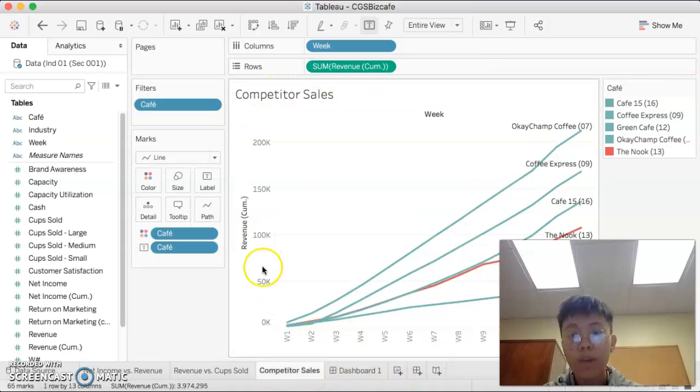So next up, we have competitor sales. This showcases our cafe in relation to 4 other cafes in the same industry. You can see that we're not doing the best, but at least we are making above 100K in revenue, which is decent. I think most of this was because of the poor handling of our servers. We didn't have many servers starting out in the beginning, and that caused us to fall behind.